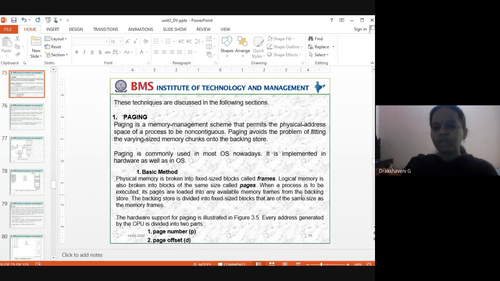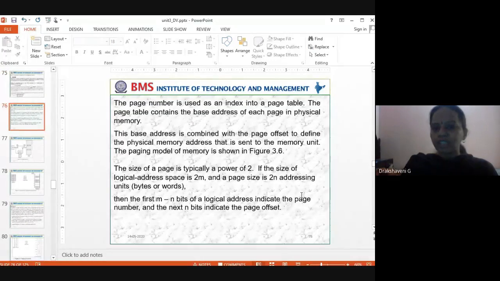One is page number and one is page offset. So the page number is used as an index into a page table. The page table contains the base address of each page in physical memory. The base address is combined with the page offset to define the physical memory address that is sent to the memory unit. So the paging model we'll see in the next slide.